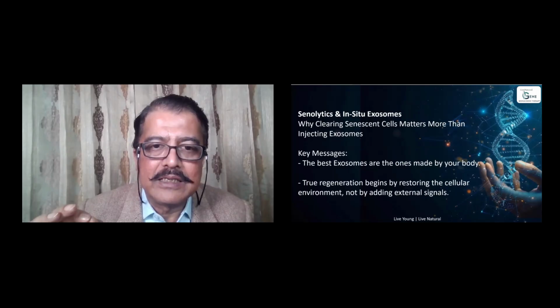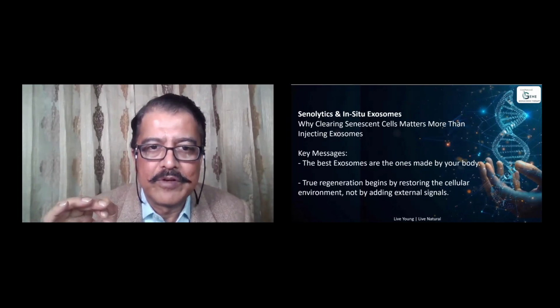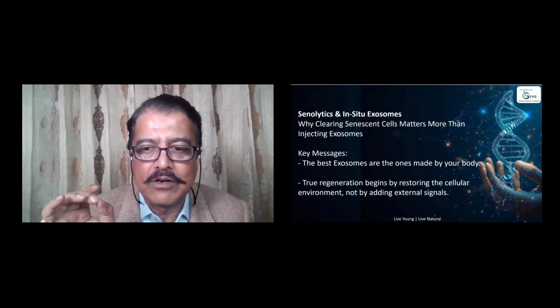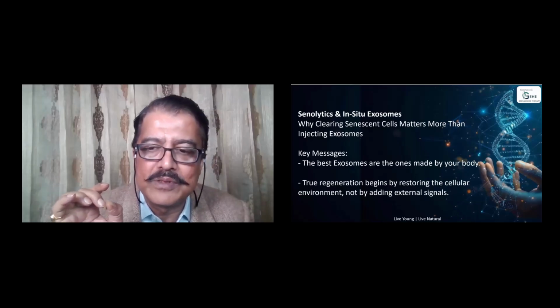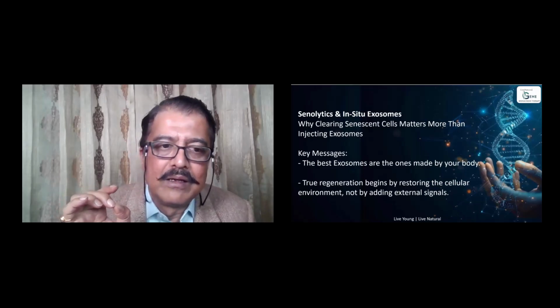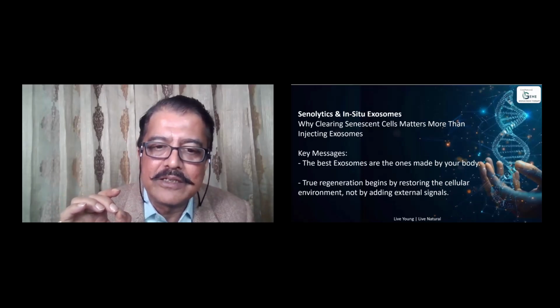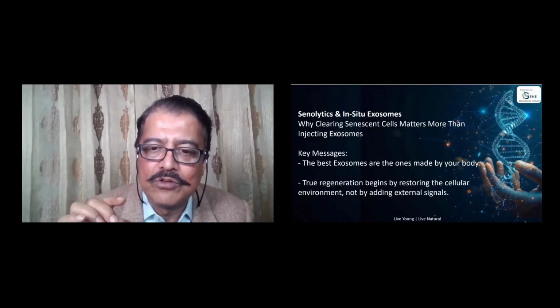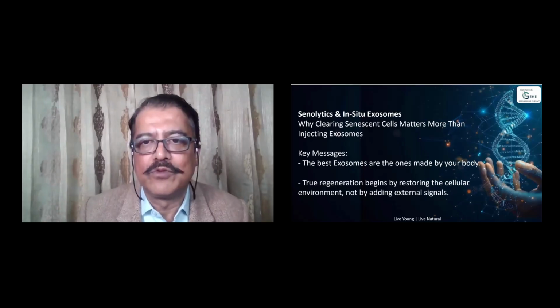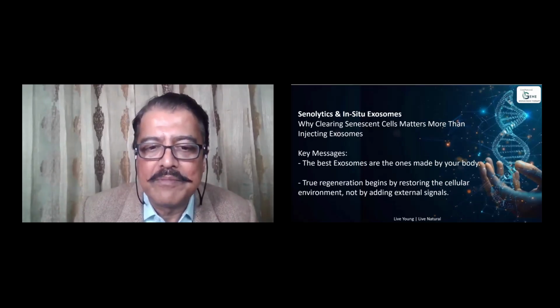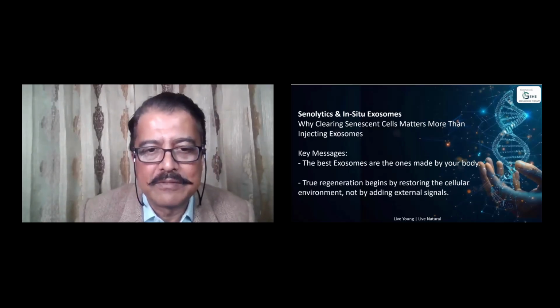So, senolytics and in situ exosomes. We have to understand these terms. As doctors, we are not taught about them. We have to understand why clearing senescent cells matters more than injecting exosomes alone. The key message here is that the best exosomes are the ones made by your own body. True regeneration begins by restoring the cellular environment. We have to restore the environment, not just add external signals in the form of injections.